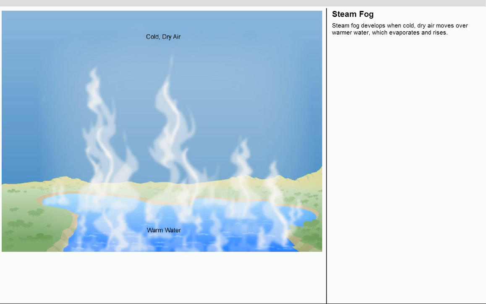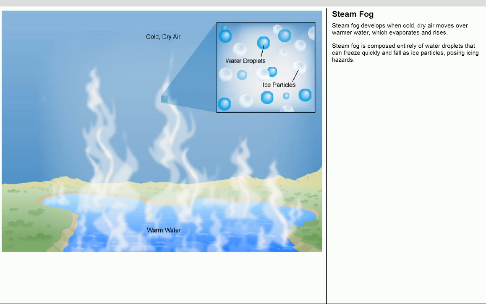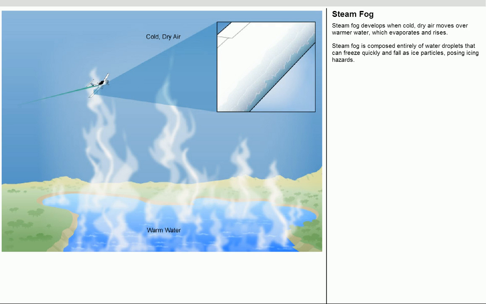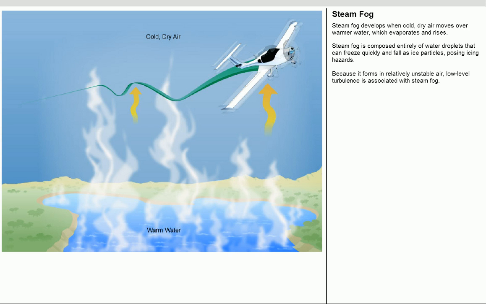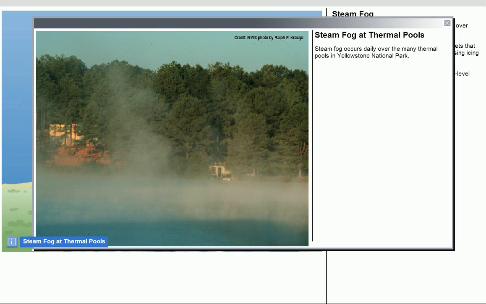Air doesn't always have to be warm and moist for fog to develop. Steam fog develops when cold, dry air moves over comparatively warmer water, which evaporates and rises. The way the tendrils of fog spiral into the sky resembles rising smoke, which is why steam fog is often called sea smoke. Steam fog is composed entirely of water droplets that can freeze quickly and fall back into the water as ice particles, posing an icing hazard for aircraft. Because it forms in relatively unstable air, low-level turbulence is associated with steam fog.